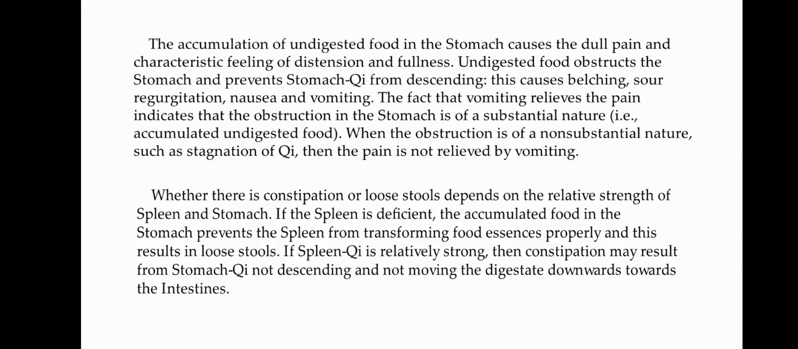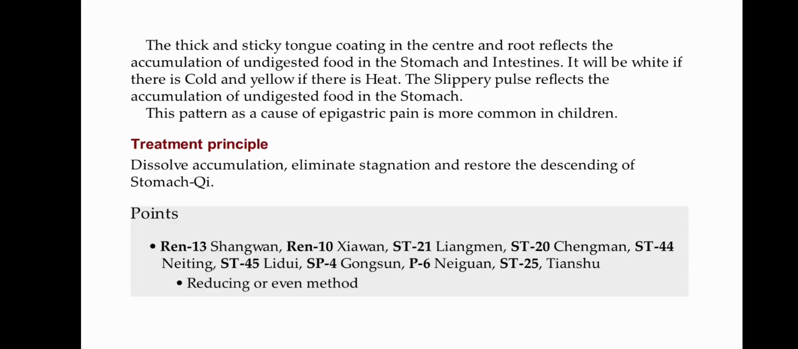downwards towards the intestines. The thick and sticky tongue coating in the center and root reflects the accumulation of undigested food in the stomach and intestines. It will be white if there is cold and yellow if there is heat. The slippery pulse reflects the accumulation of undigested food in the stomach. This pattern as a cause of epigastric pain is more common in children.